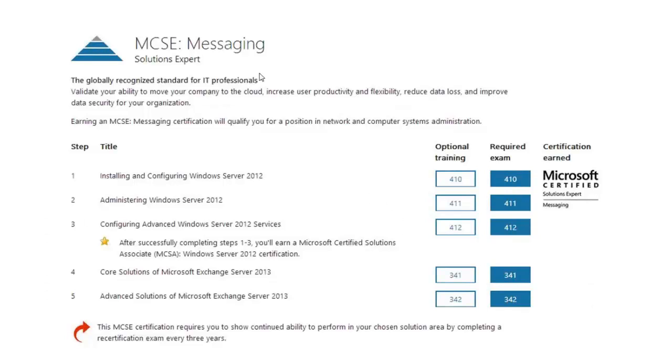Now, zooming into MCSE messaging, which is Exchange. As I mentioned before, you have to go through the Server 2012 certification. So this goes deeper and shows you the breakdown of the exams that make up the MCSE in Windows Server 2012. So there are 3 exams, 70-410, 411, and 412. So you have to pass all 3 exams, get your MCSA in Windows Server 2012, and only then you can attempt the 70-341 and 342, which are both the Exchange Server 2013 exams, the core and the advanced. So once you have passed all 5 exams, only then will you achieve the MCSE in messaging certification.